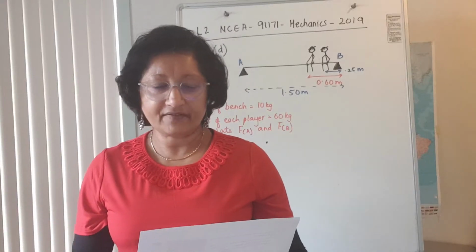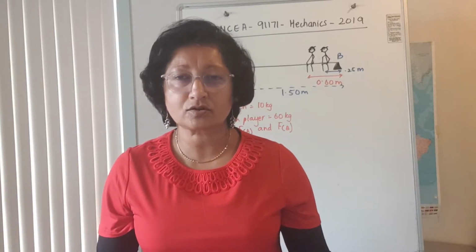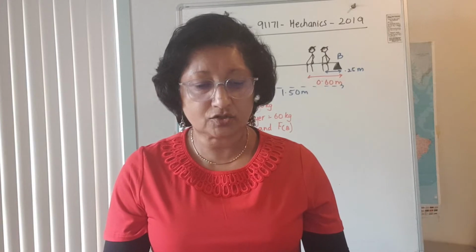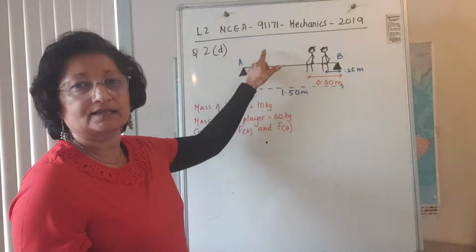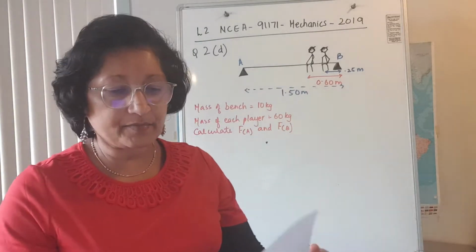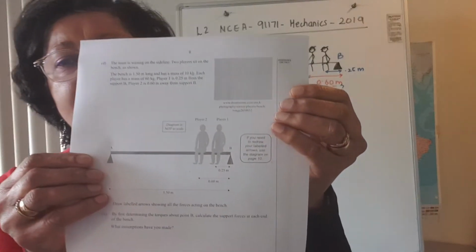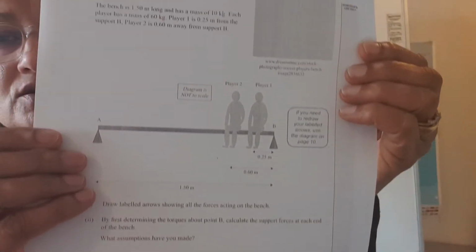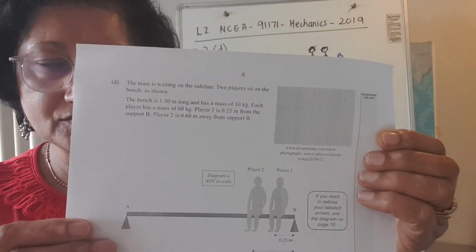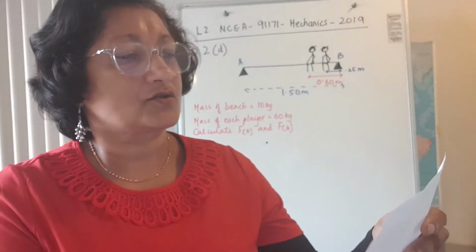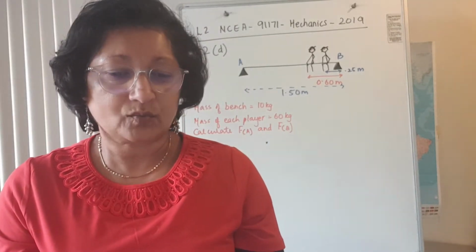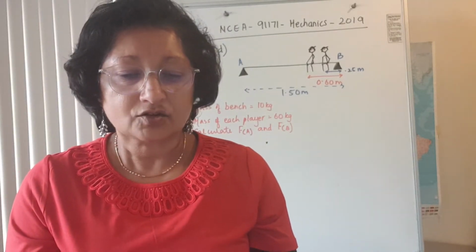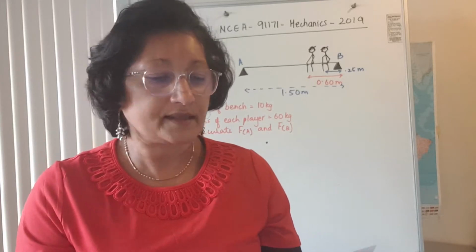Hi everyone, I've had a request to solve question 2D from the 2019 NCEA mechanics paper, and I've just printed out that page. The question looks like this. I'm just going to read through it so that we know what it's all about. This is about a team that's waiting on the sidelines. Two players sit on the bench as shown.